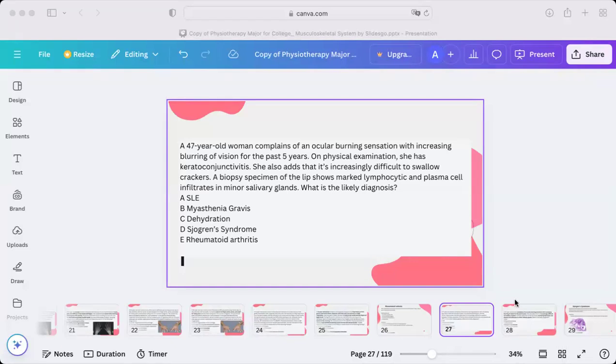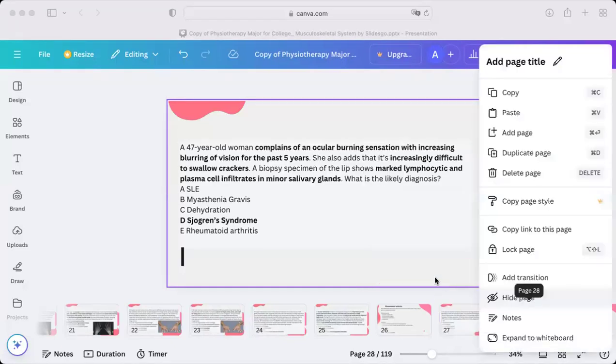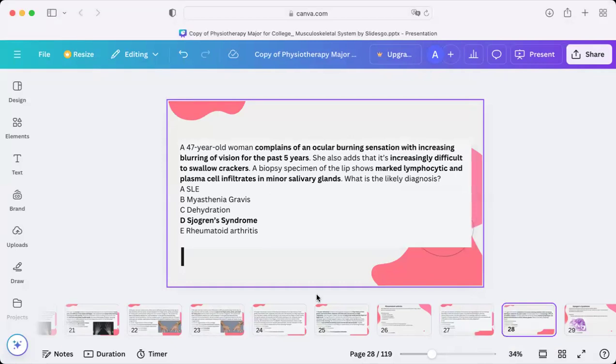I want you guys to know, whoever answered D, you're correct. They might give you the biopsy, so you have to know that marked lymphocytic and plasma cell infiltrates in salivary glands are the key feature in the biopsy of Sjogren syndrome, okay? That's for rheumatoid arthritis: HLA-DR1 and HLA-DR4. If you had to pick between HLA-DR1 and HLA-DR4, pick HLA-DR4.